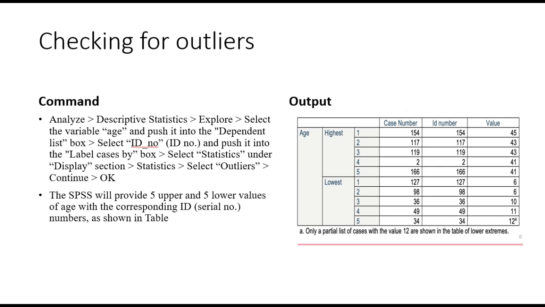Statistics, next. Select outliers, next. Continue, next. OK. SPSS will provide 5 upper and 5 lower values of age with the corresponding ID, serial numbers, as shown in the table.